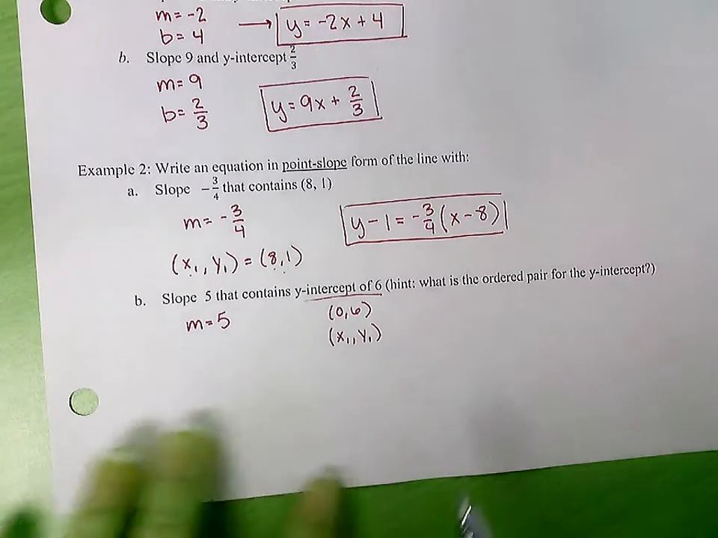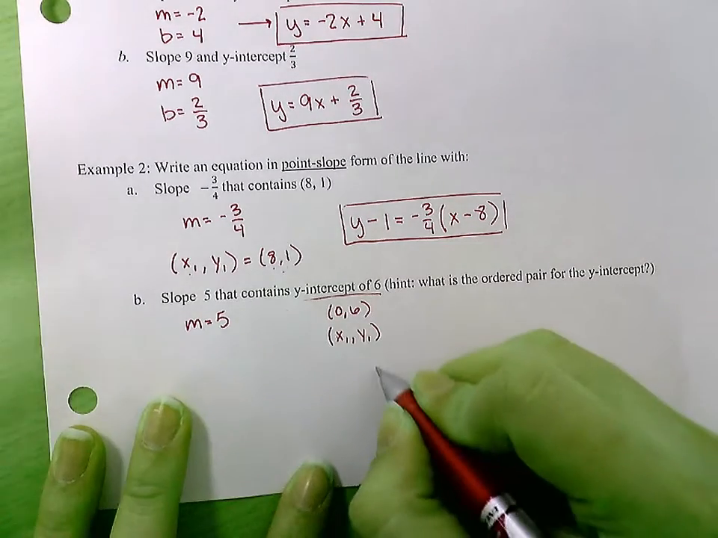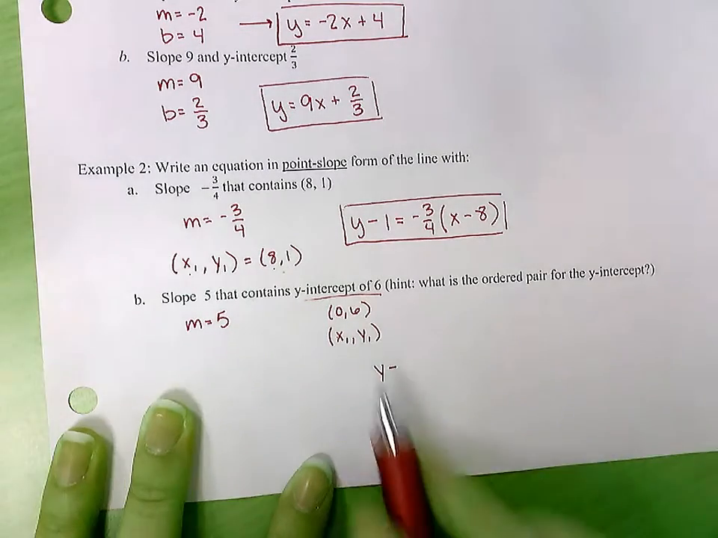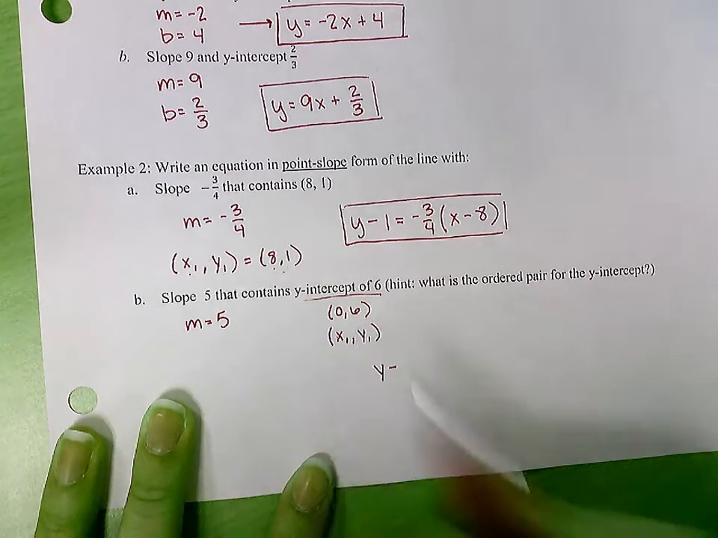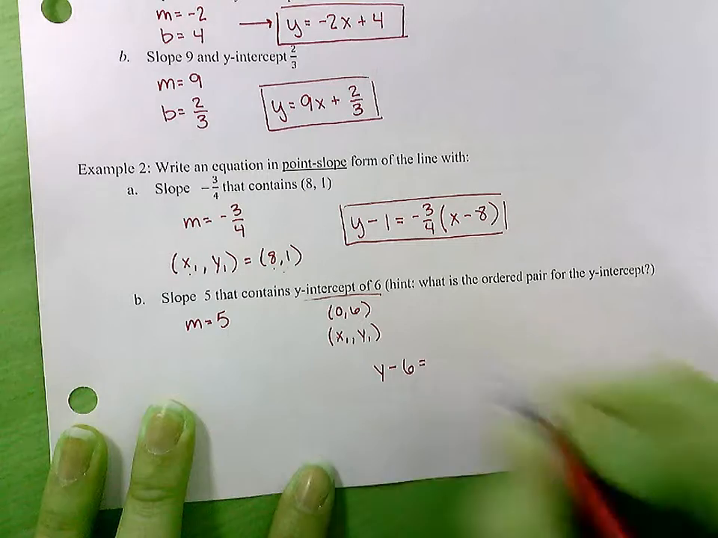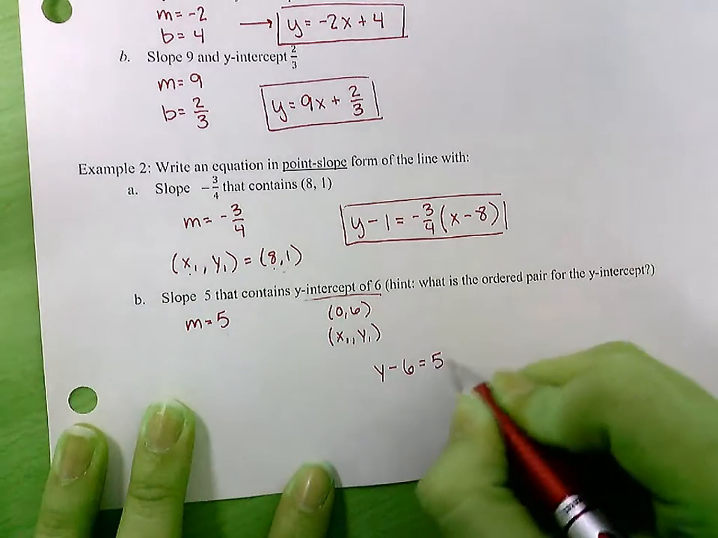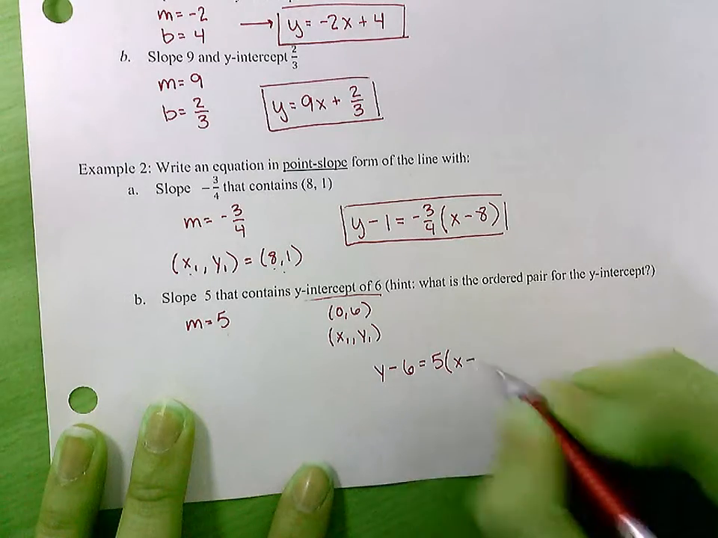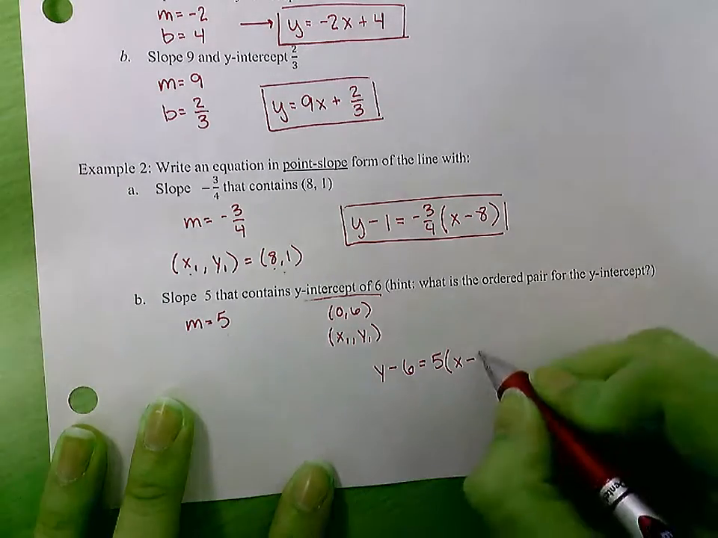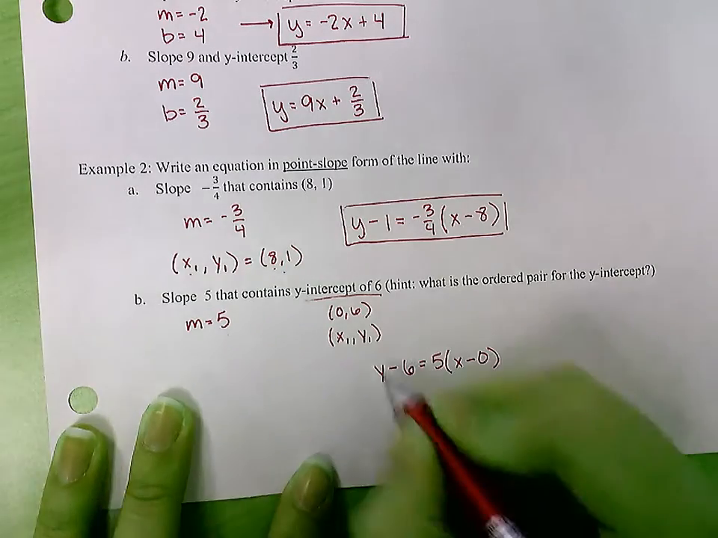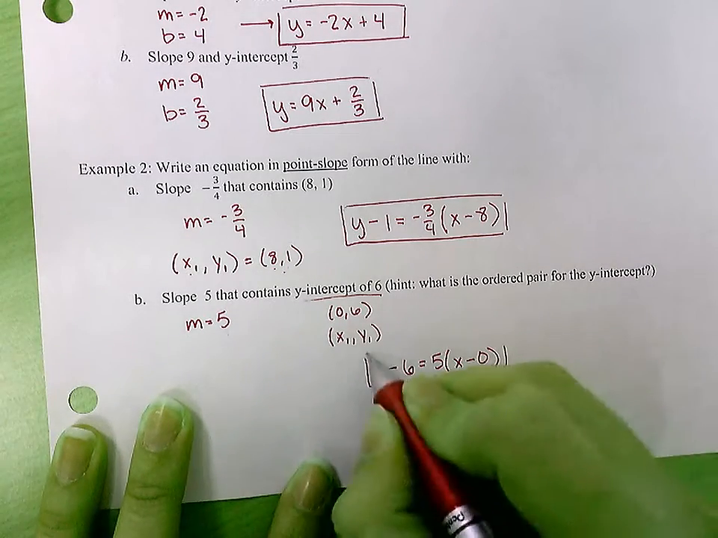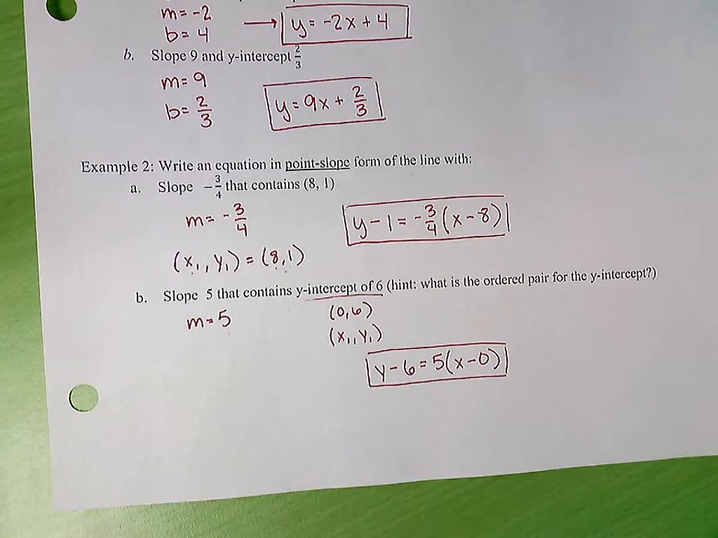Okay, now again, just using that point-slope form, we have y minus y sub 1 is 6. That's equal to our slope, 5, times the quantity x minus x sub 1 is 0. And we'll leave it like that so it stays in point-slope form.